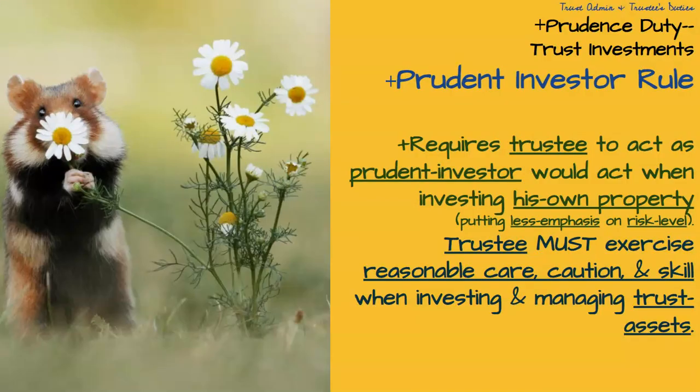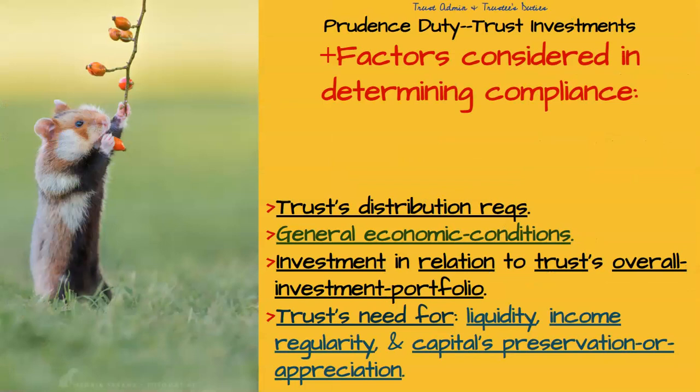Prudence duty. Trust investments. Prudent investor rule. Requires the trustee to act as a prudent investor would act when investing his own property, putting less emphasis on risk level. The trustee must exercise reasonable care, caution, and skill when investing and managing trust assets. Factors considered in determining compliance: trust distribution requirements, general economic conditions, investment in relation to the trust's overall investment portfolio, the trust's need for liquidity, income regularity, and capital's preservation or appreciation.